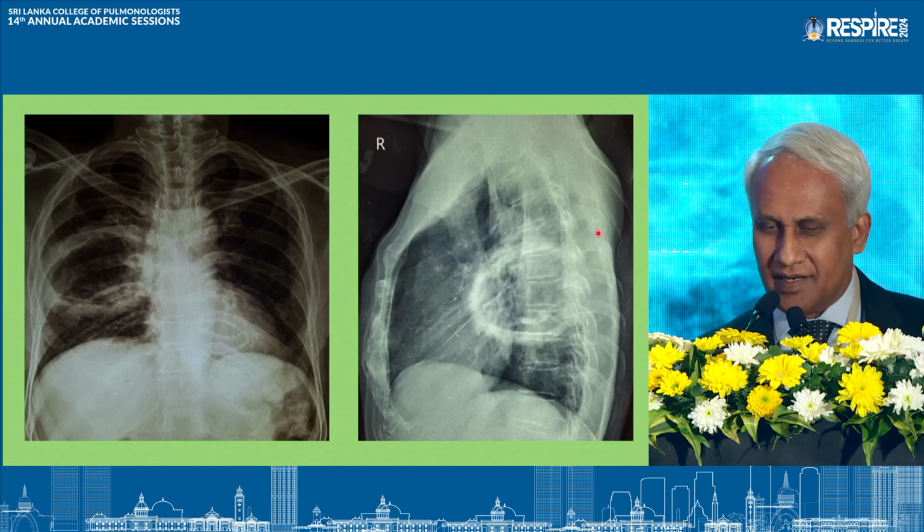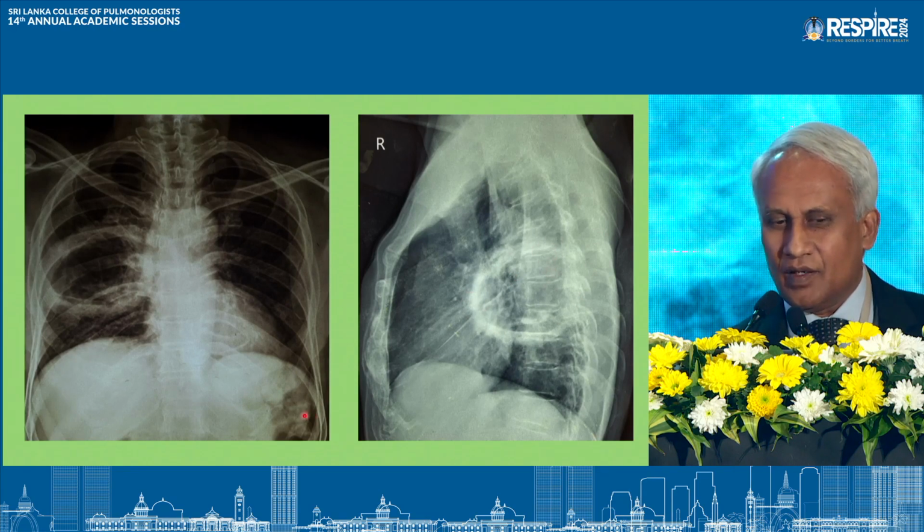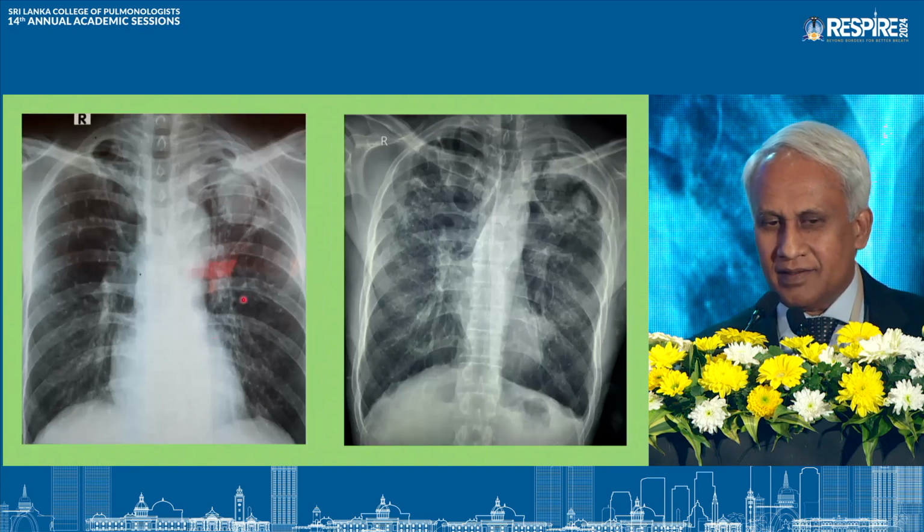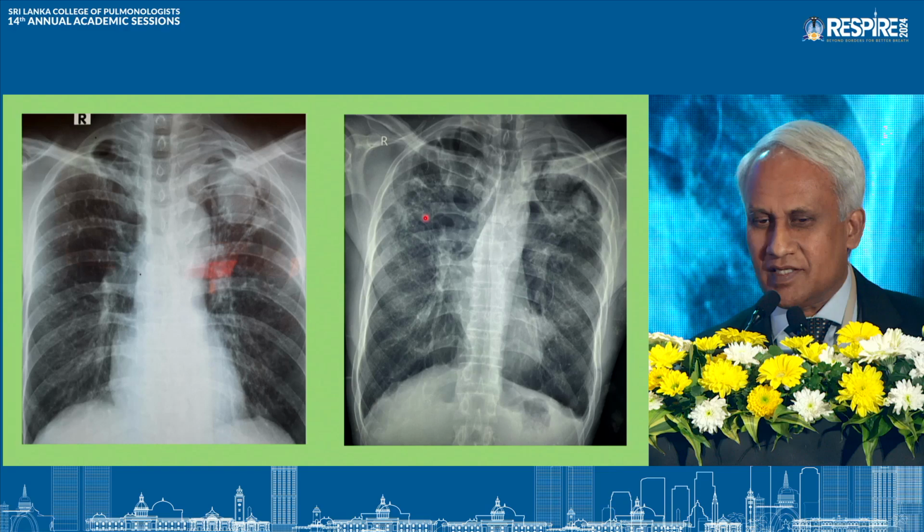You know the cavity, there are a lot of causes for cavitating lung disease. So this is a smooth cavity which is in the apical segment of the lower lobe right side. It's a common site for TB. And just look at these cavities. These are post-TB cavities filled up with some mycetoma.